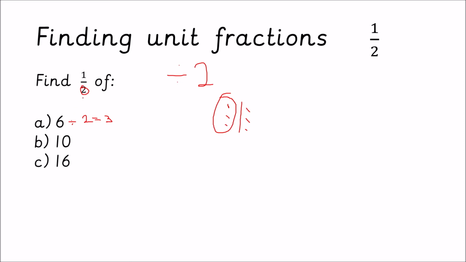10 we're going to need to divide by 2, and hopefully you should know that that's 5. If you don't know that that's 5, again, you can just count 1, 2, 3, 4, 5, 6, 7, 8, 9, 10. We have 5 on each side, so one group out of my 2 gives me a value of 5. So a half of 10 is 5.